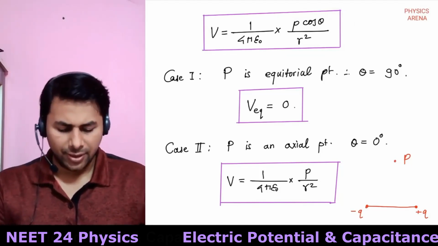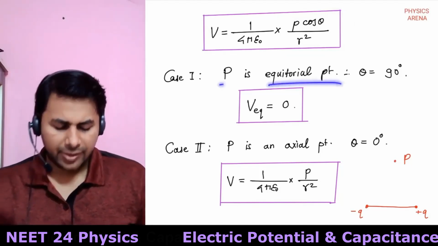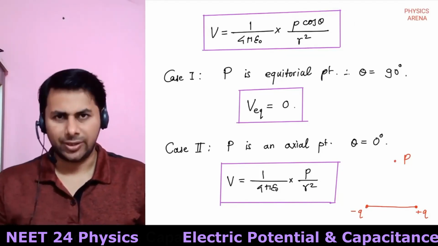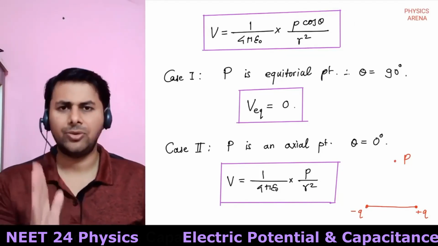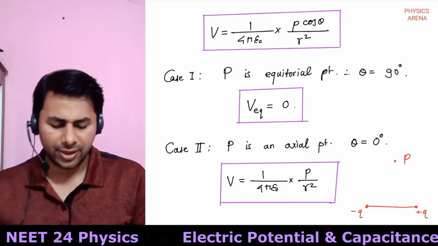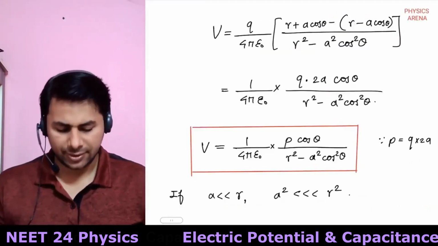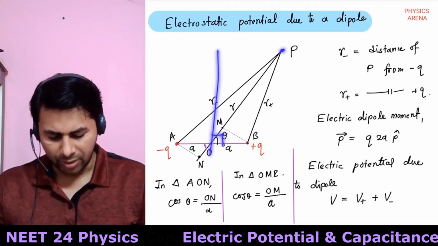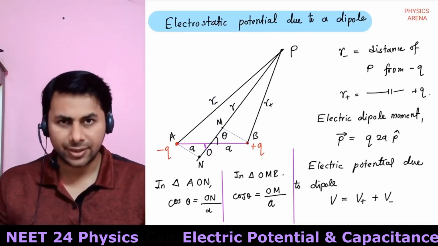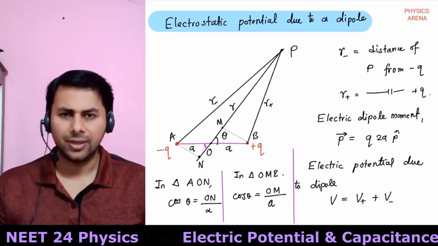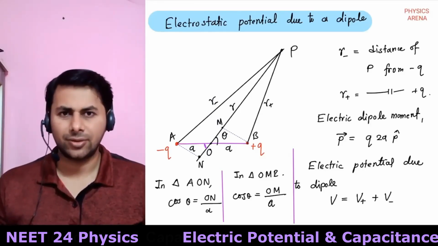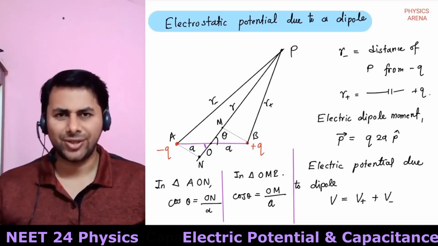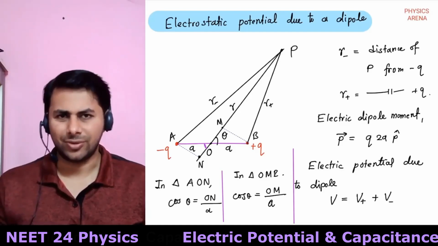All right. Then point P is an equatorial point. This is a special case. So equatorial point, then this theta would be 90 degrees, right? If point P is on the equator, how much would be theta? 90 degrees, right? What is cos of 90? 0. So how much would be potential? Potential would be equal to 0.